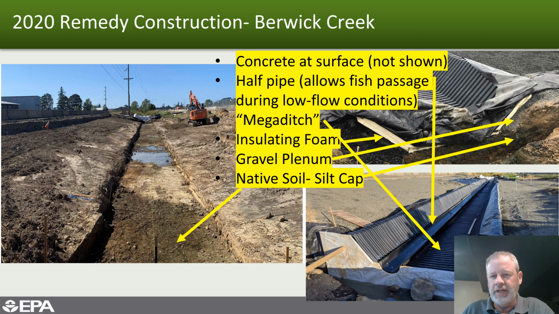So there's an insulating foam layer here, and then on top of that, the quote "mega ditch," the larger HDPE liner that you see here, and then within that there is a smaller quote "half pipe" that allows fish passage through that zone during low flow conditions. So really paying attention to the critical salmon habitat while still being able to apply a pretty aggressive thermal remedy directly under the stream.